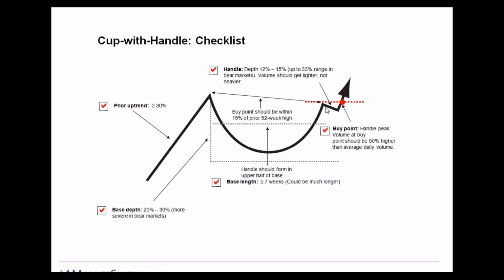This is the handle that we see, and the handle is 12 to 15% of depth. This is the correction that you see. The correction should not be more than 15%. Sometimes in severe bear markets, it can go up to 33%. But in normal markets, the depth is about 12 to 15%. This handle should form in the upper half of the pattern. Let's say this is your pattern and you divide it into 2 parts. This handle should be forming in the upper half.